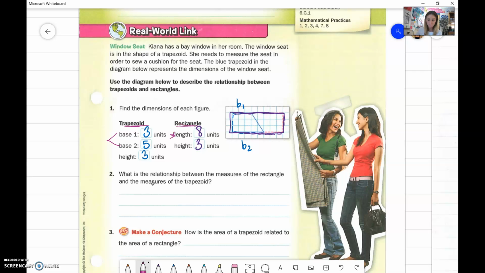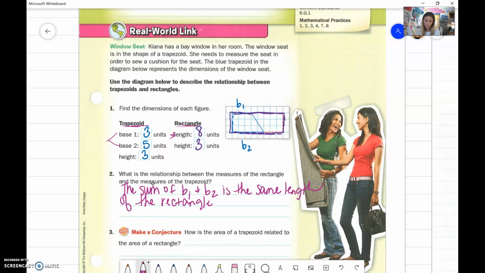What are you noticing? The first thing you should notice is that obviously the rectangle is longer. However, when I add base 1 and base 2, I get the same length as the rectangle. So the sum of base 1 and base 2 is the same as the length of the rectangle. Is that a coincidence? No, because there's no coincidences in math. Every time you have a trapezoid, base 1 and base 2 added together are going to be the same length as the rectangle.